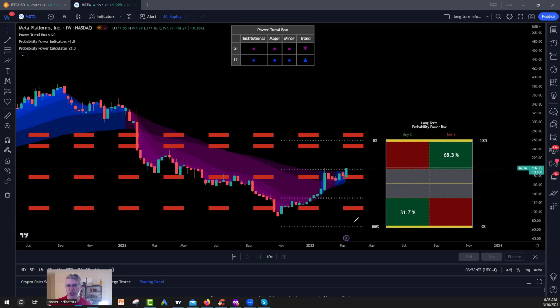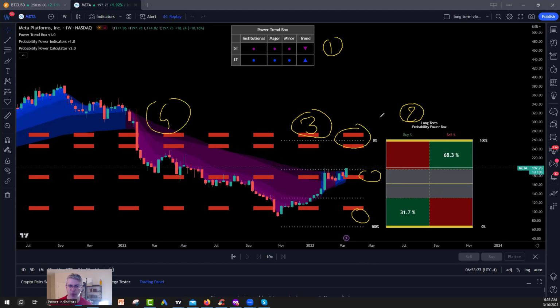And so you see again, 1, probability power indicator. 2, you use the stats, right? 3, you use the institutional zones, the red dash of support and resistance. They're very strong, you know. 4, you use the cloud.